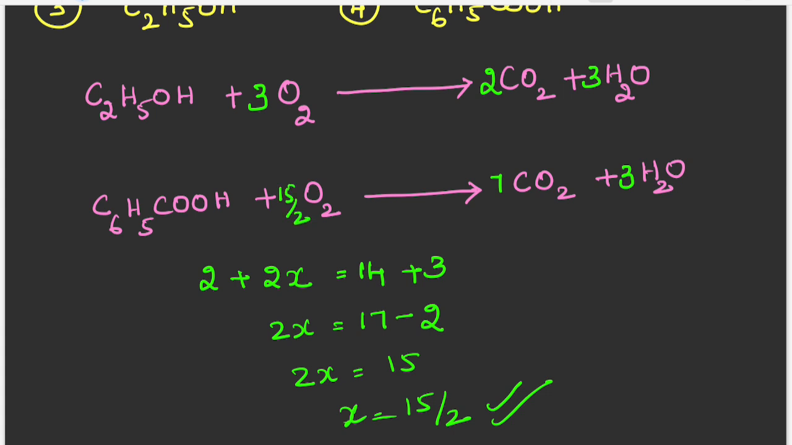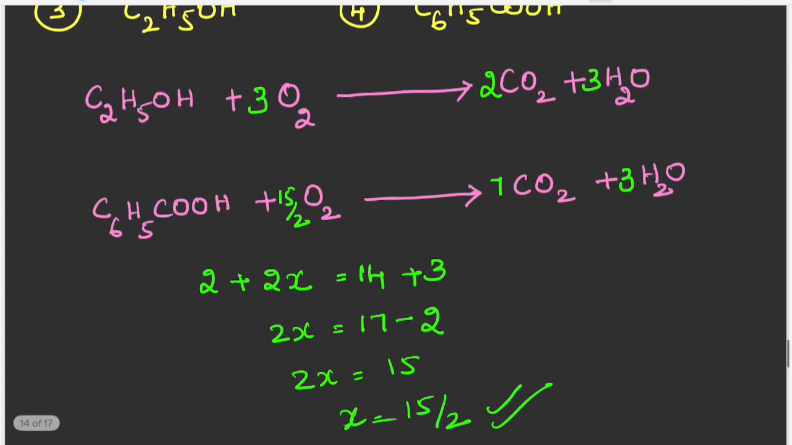Is that clear? So this is how we balance if the compound, that is the hydrocarbon, consists of carbon, hydrogen and oxygen. If it is present, we are going to balance in this method. So is that clear, students?